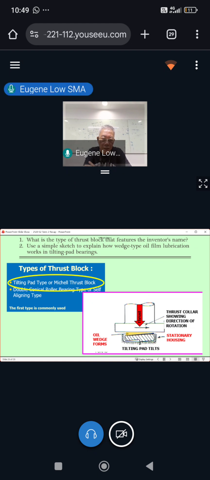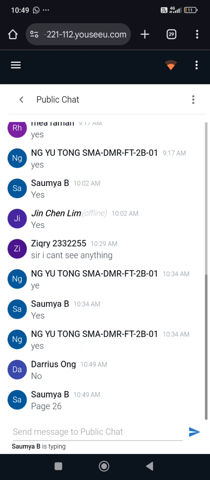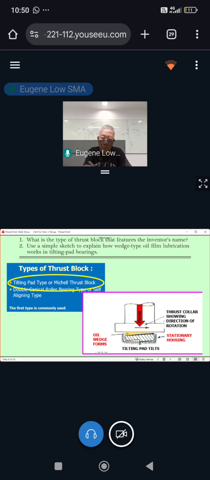Soumya is typing. Let's see. Okay, many things you've done in the quizzes. So the answer, Soumya says what? So the answer will be either tilting pad or Mitchell thrust block. Yeah, of course, right? This is the first part of the question here. What is the type of thrust block that features the inventor's name? So you can write tilting pad type or Mitchell thrust block. Yes, either way.